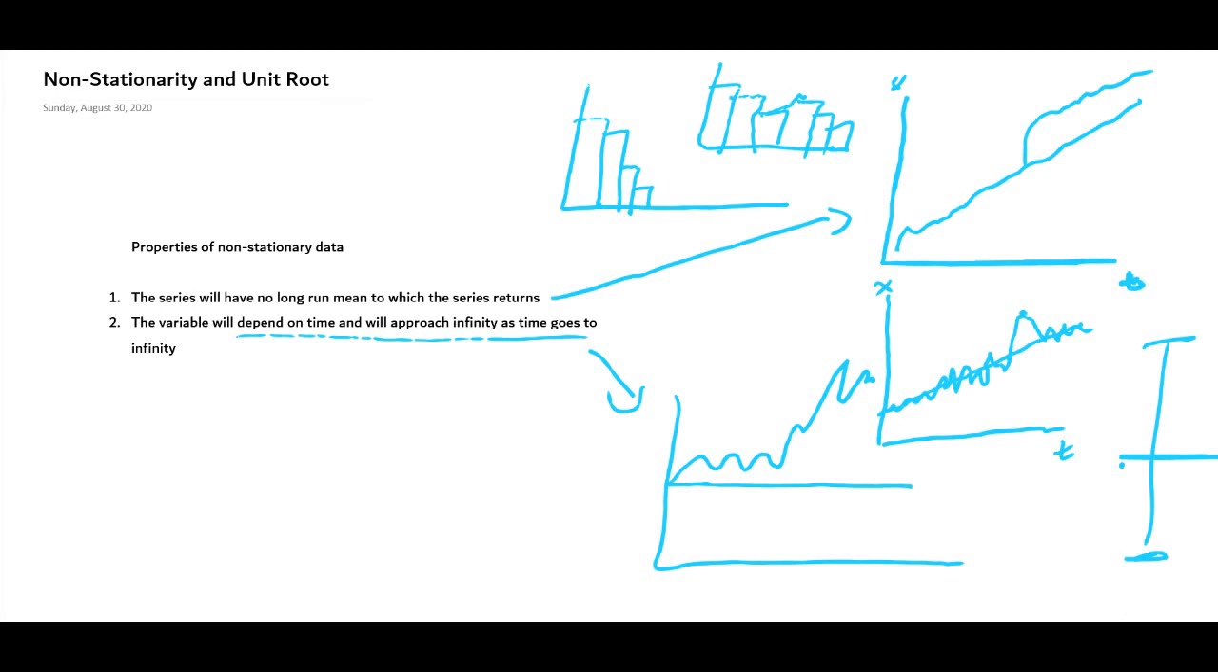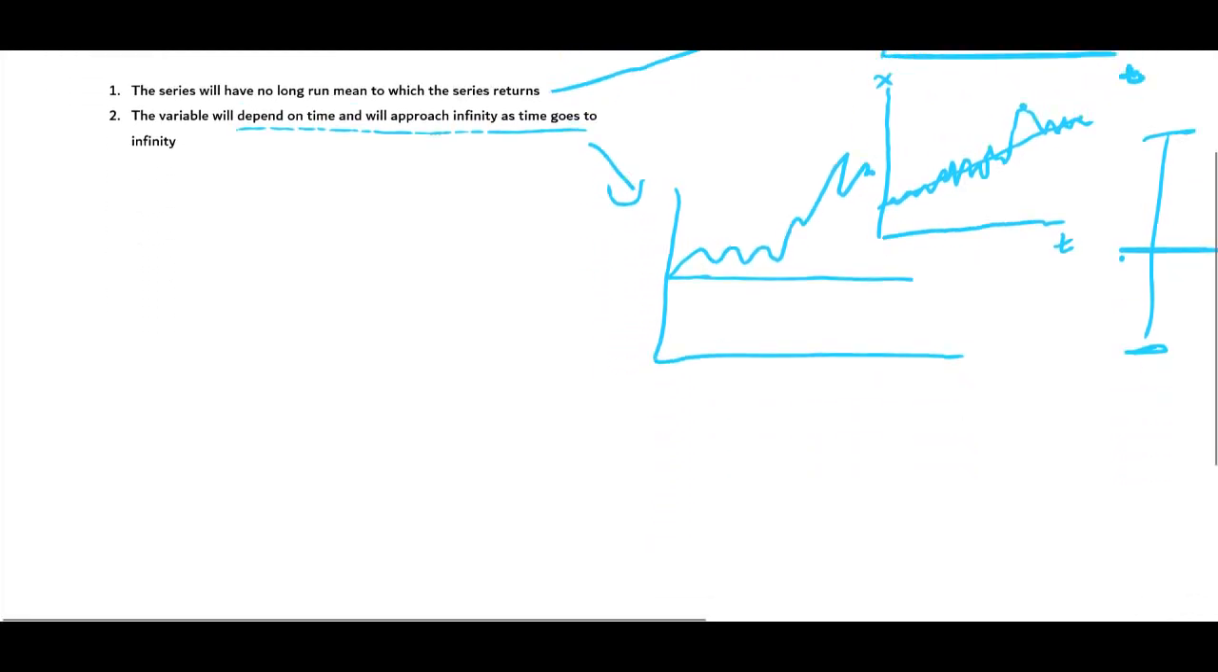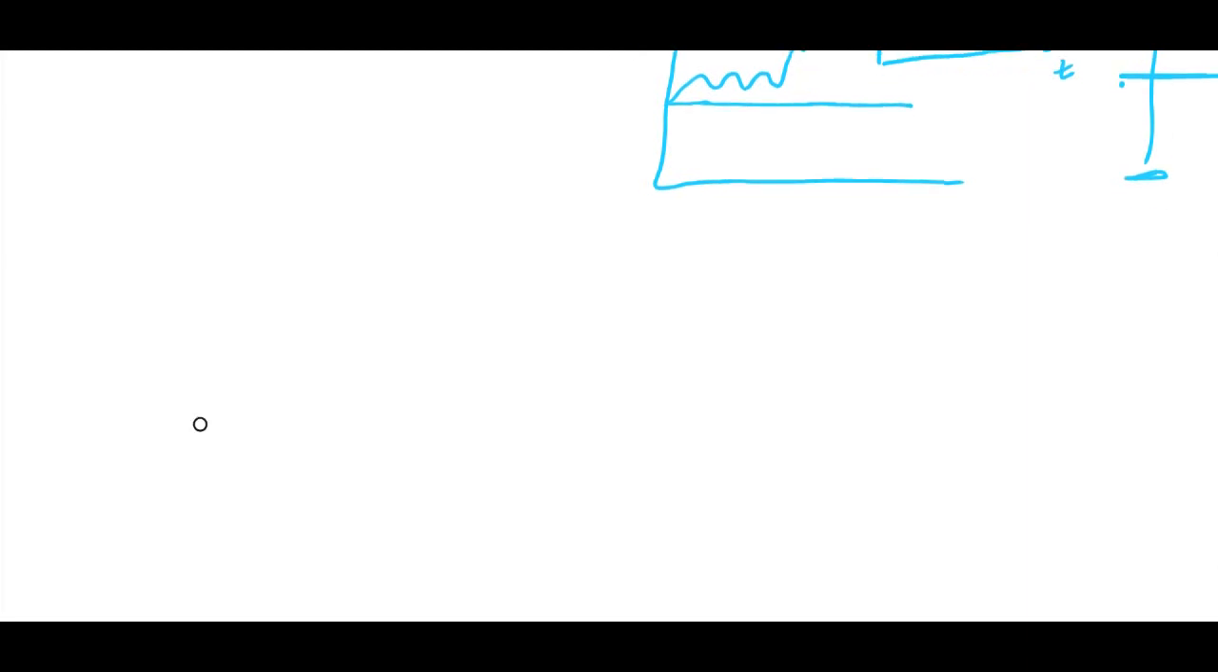So we have developed a general idea about the unit root. Let us formally describe what unit root is. So let me write the question.